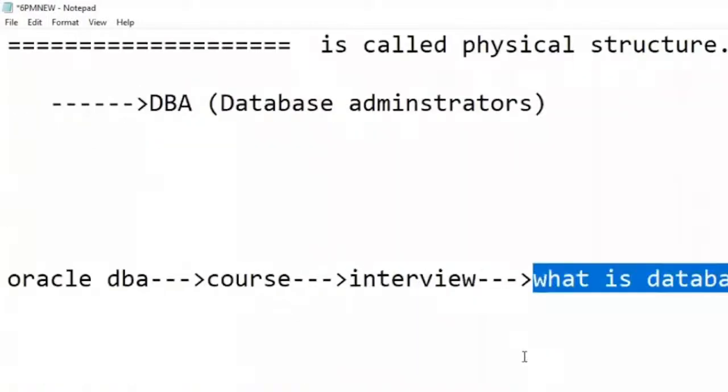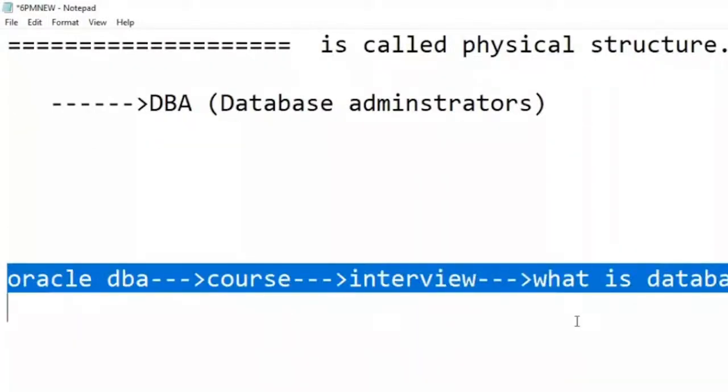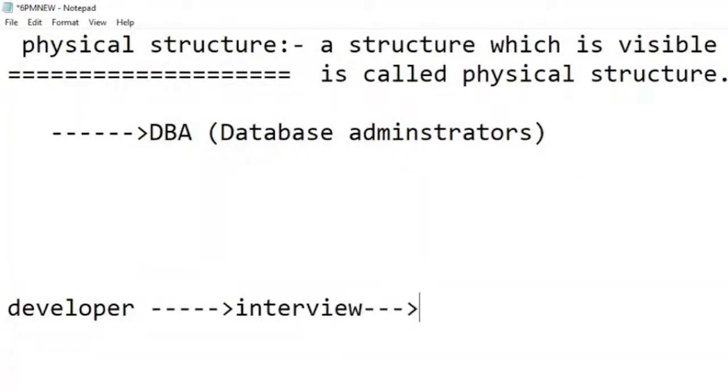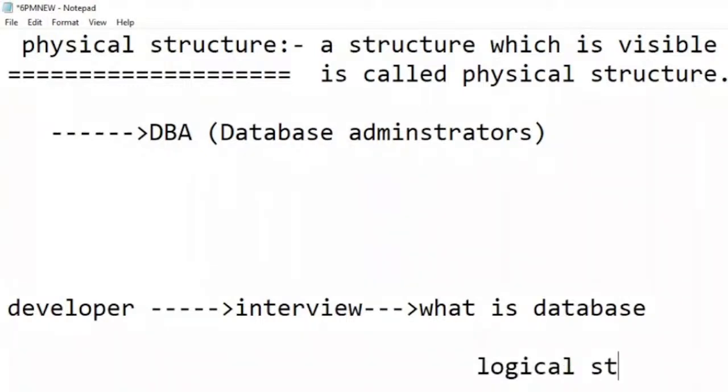Suppose here I'm a developer, not an administrator, for example. I'm a Java developer, a SQL developer, a PLSQL developer, a Python developer, like that. These developers are attending an interview. What is a database? For example, they are not asking, but generally, what is a database? The developers tell it in terms of logical structure.